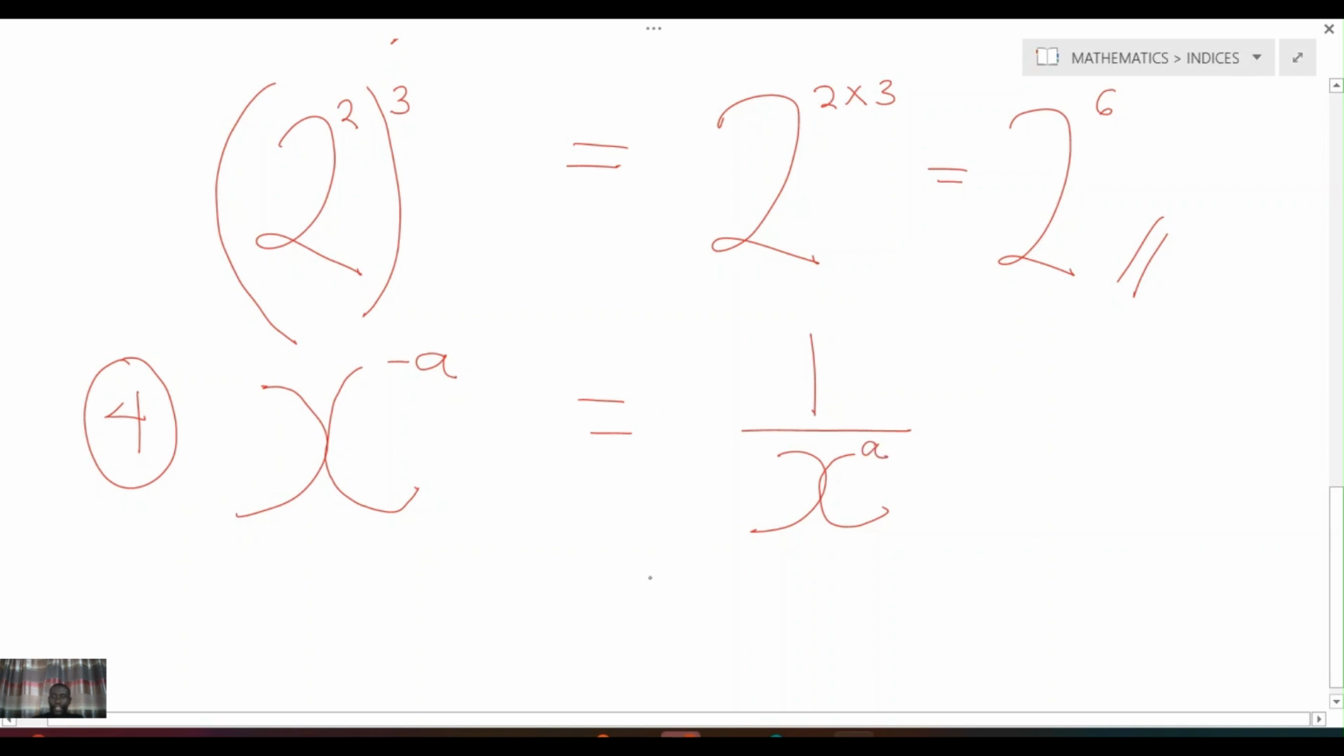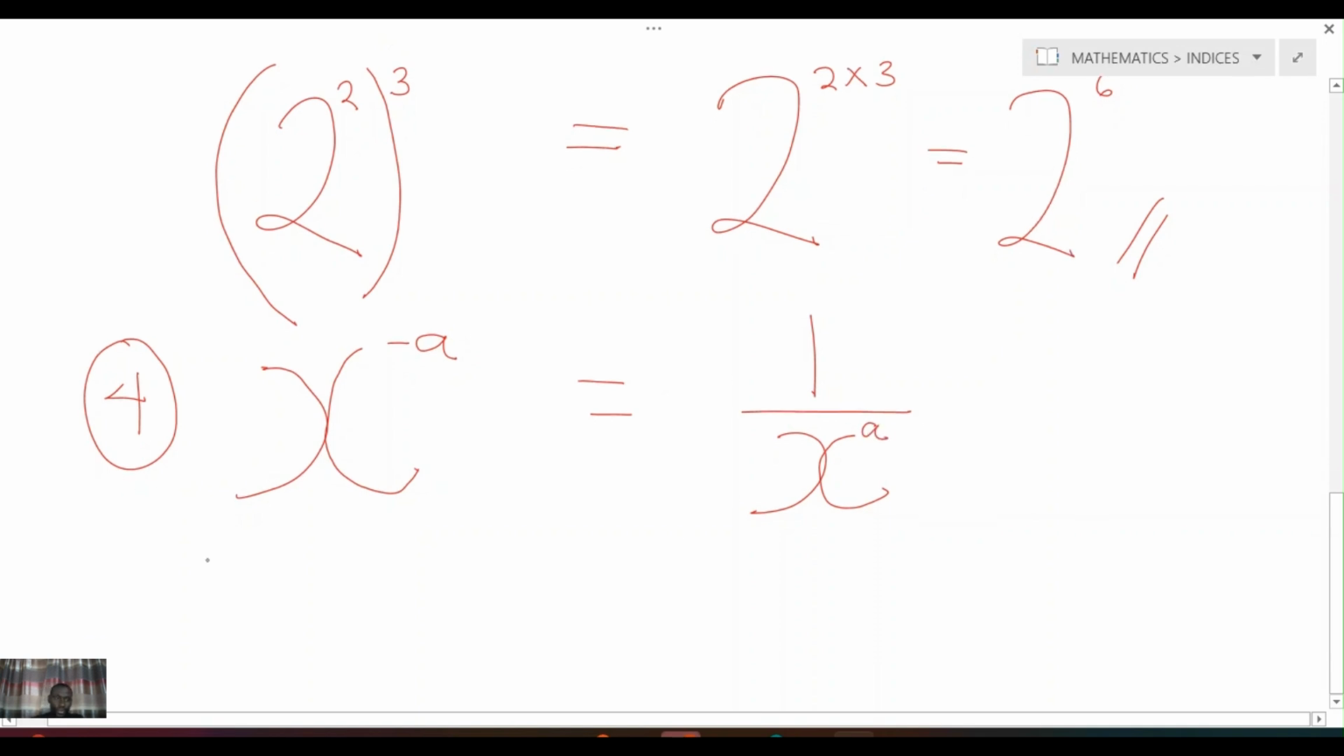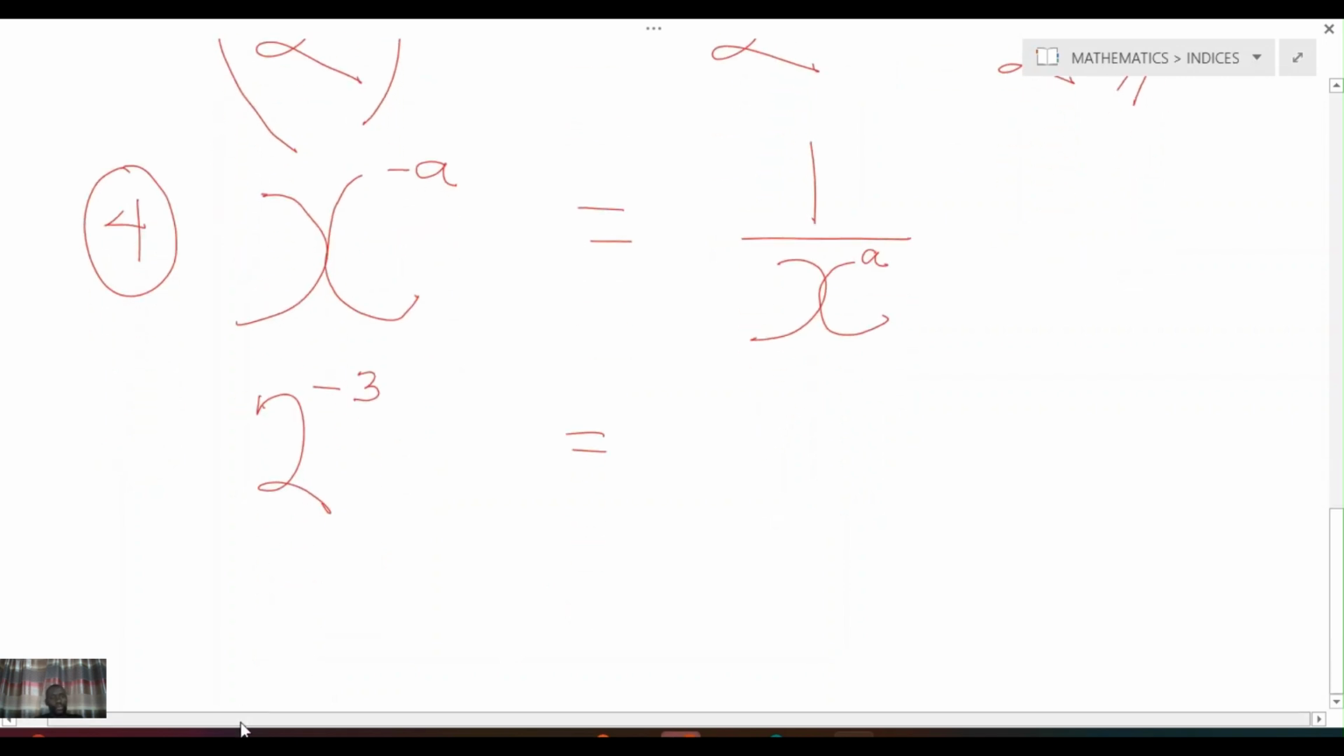Let's look at an example. If you have 2 raised to power minus 3, this will be equal to, like I told you before, this minus will become 1 over. Then the 2, you bring it down, and the minus disappears because it is the minus that becomes 1 over. So this will be equal to 1 all over 8.